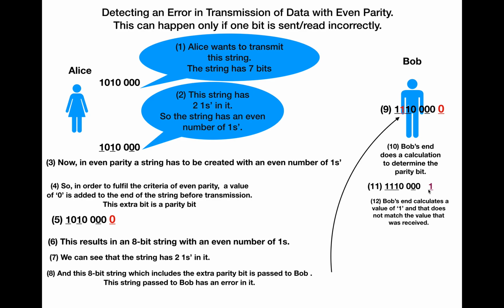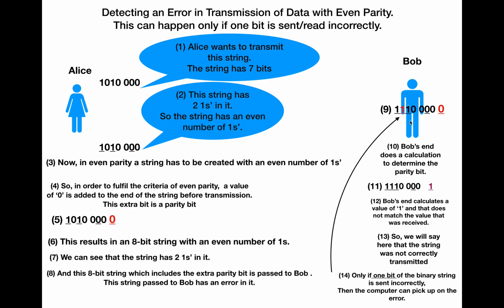Now this one here does not match what Bob received. Bob calculated that he should have a 1, but he received a 0. So therefore we will say that the string was not correctly transmitted. So 1 bit was changed here, and the string was not correctly transmitted. So we have used the parity bit here to determine incorrect transmission of data. Now, only if 1 bit of the binary string is sent incorrectly can the computer pick up the error.